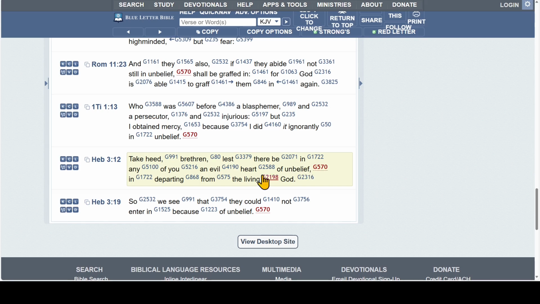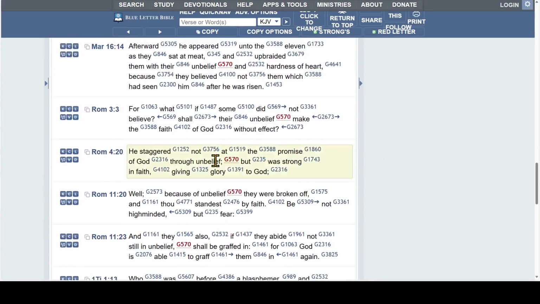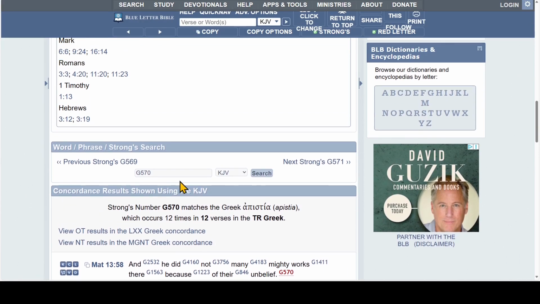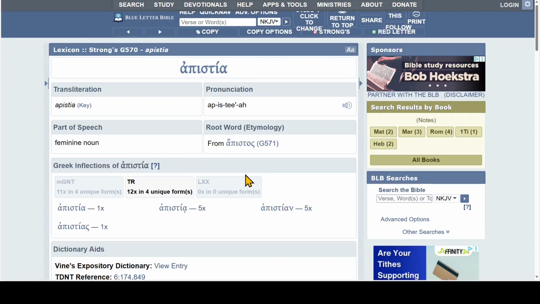So you can see unbelief, and it gives you each one of those scriptures. You can click on it and do the same thing. Go to the lexicon, find out what it means. G570. Let's see what happens if we change it to the New King James Version. Hopefully it'll switch on for me. Okay, so here it is in the New King James Version.